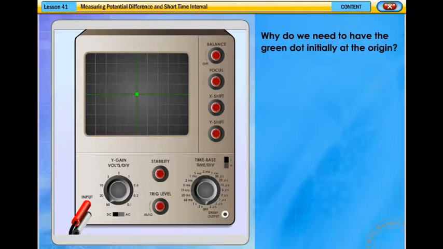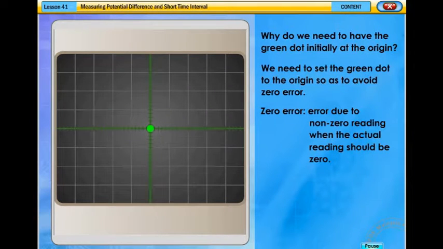Why do we need to have the green dot initially at the origin? We need to set the green dot to the origin so as to avoid zero error. Zero error is the error which is due to non-zero reading when the actual reading should be zero.